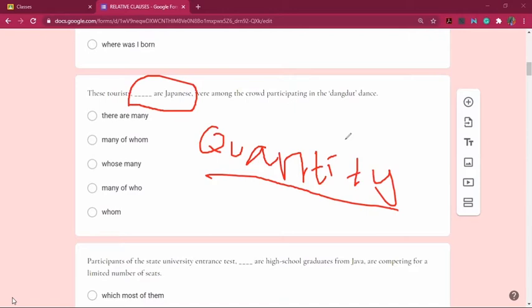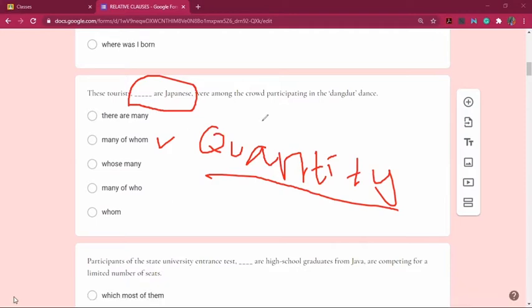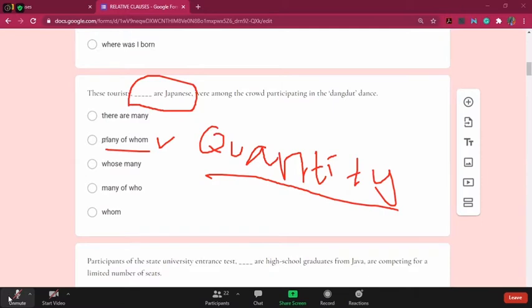Okay, and if you do so, then you have to put that before of. So this is one example. Here in this case, the answer will be: these tourists, many of whom are Japanese, were among the crowd participating in the dangdut dance. Okay, so many of whom. So you have the quantity.